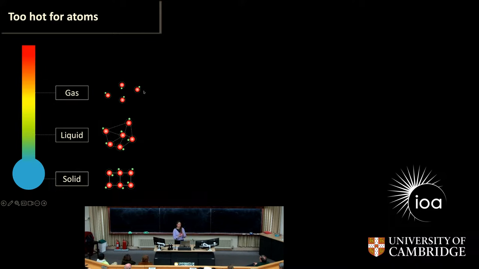Now, if you look at one of those atoms, it's made of a nucleus and of electrons orbiting around it. So if we raise the temperature even further, there is actually a fourth state of matter in which these bonds between electrons and nuclei break, and we have a cloud of fast-moving, electrically charged particles, free electrons and free nuclei. We call that a plasma.